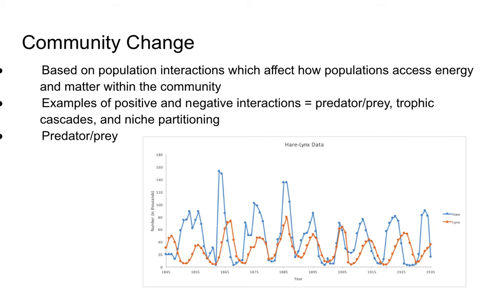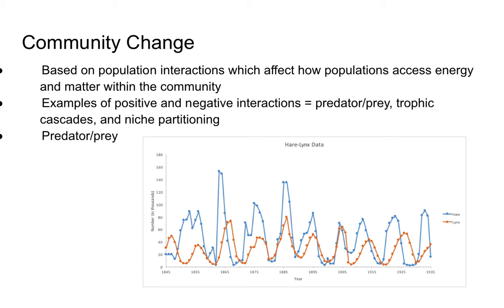So how do communities change? Community change is going to be based on population interactions, how different groups interact and behave within the area that they live in. And this really boils down to how these organisms are going to access energy and how they access matter within their area that they're found in, within their community. So, of course, we can talk about positive and negative interactions. Some examples that jump to mind right off the bat are things like predator-prey relationships, trophic cascades, and niche partitioning. And we'll talk a little bit more detail coming up.